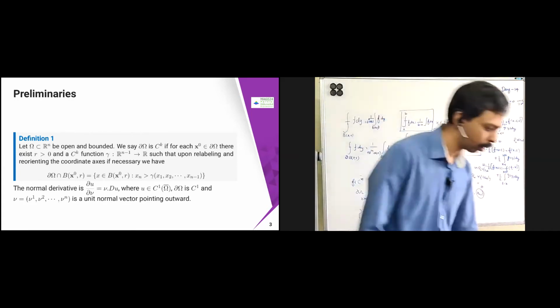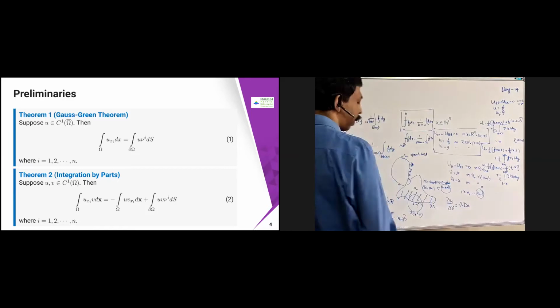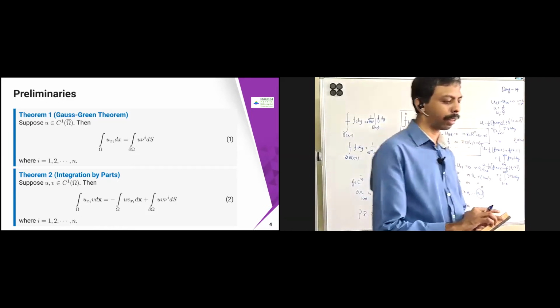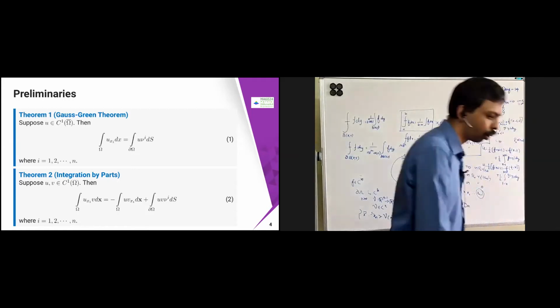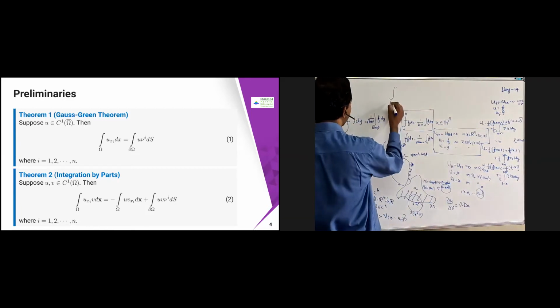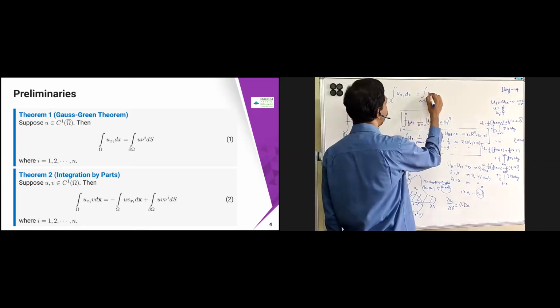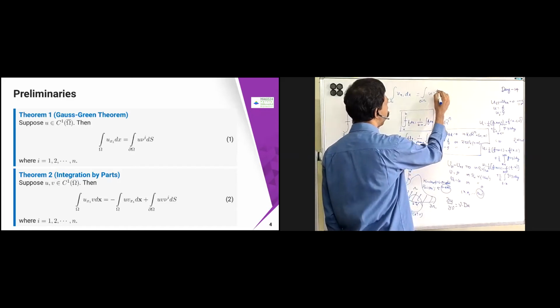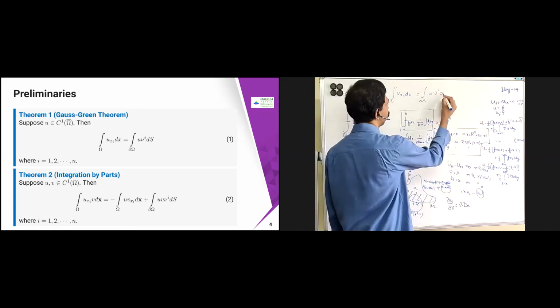So these are once again preliminaries, and some more preliminaries. This is the Gauss theorem, the Gauss-Green theorem, which you might have already seen. It is a relation between the volume integral and the surface integral. The integral over Ω of u_xi dx is equal to the integral over ∂Ω of u ν_i dS, where i corresponds to that coordinate.